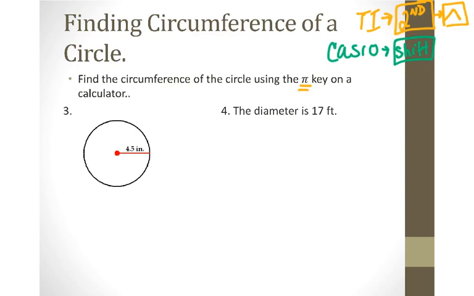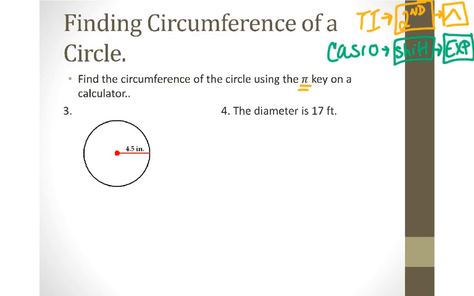And then all the way down at the bottom, you have a key of EXP. You're going to have to hit that. Okay, so if you have a Casio, you're going to have to hit shift and then EXP, and that'll give you your pi symbol. Alright, so now, getting back to doing the problem.